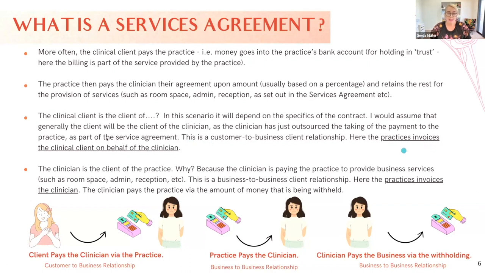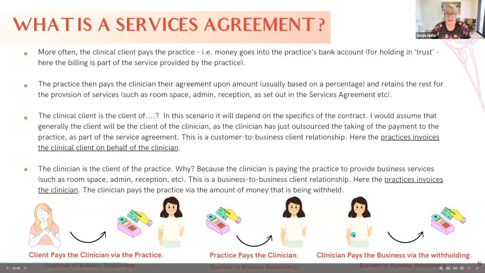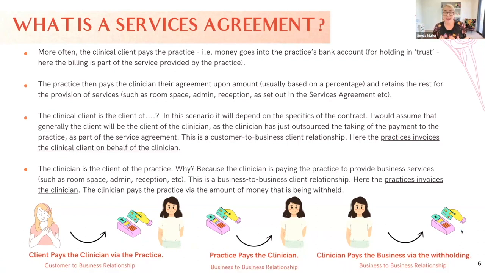And the practice invoices the clinical client, but they're doing it on behalf of the clinician because it's a services agreement and not contracting. So the clinician here is the client of the practice. Why? Because the clinician is paying the practice to provide these business services such as room rental, space, admin, reception. And therefore, this is a business-to-business relationship again, okay? Always business-to-business. And here, the practice invoices the clinician, and the clinician pays the practice via the amount of money that is being withheld.